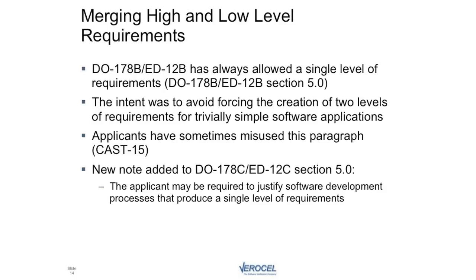DO-178B has this idea of high-level and low-level requirements, and it's always been the case that you're allowed to have just the one level of requirements. The original intent was that if you had a very, very simple software application, we didn't want to force you to create multiple levels of requirements where it didn't make sense to do so. But some people misused this paragraph to justify creating just one level of requirements, even for very complex applications. There's a CAST paper, CAST 15, and I believe it's the only CAST paper that describes misuse. So we've added a note to DO-178C, and the intent of the note is essentially to force you to go and read CAST 15.